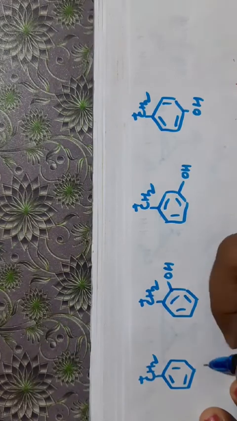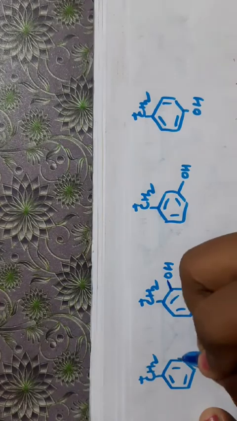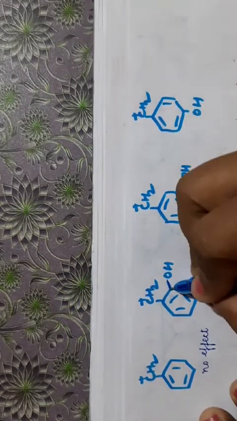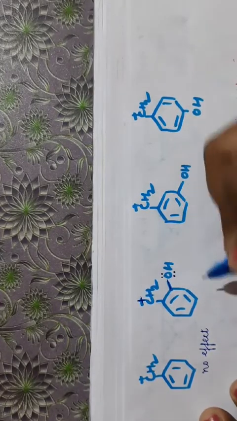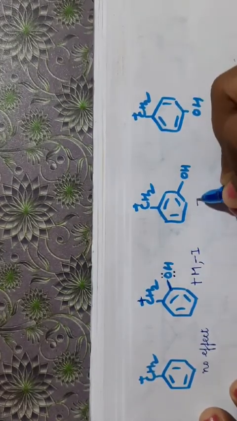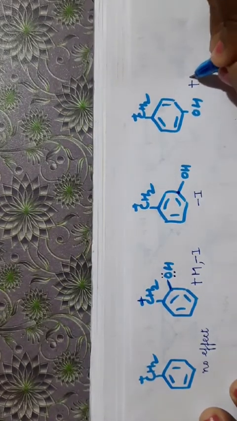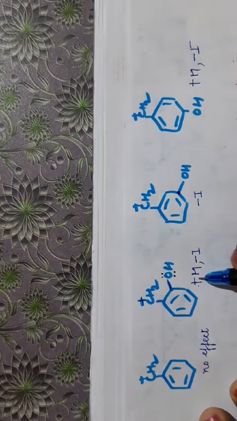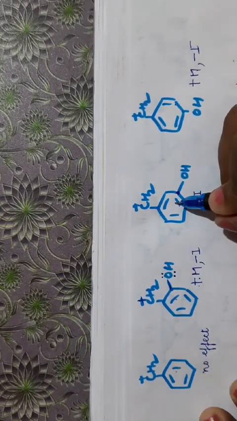Now coming to the last example. See, this is simple, there is no effect here. Clear? In this case, it will show plus M effect and minus I effect. Here it will show only minus I effect because it is present in meta position. Here it will show plus M and minus I effect. Now these two groups are showing plus M effect. Plus M effect means they will be strong, more stable as compared to these two structures.